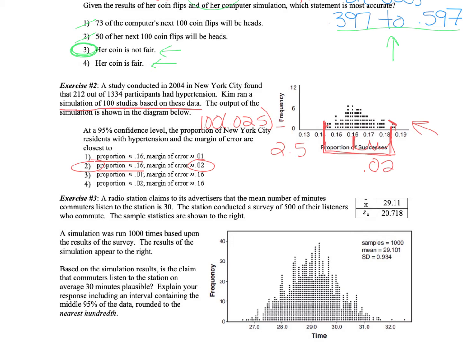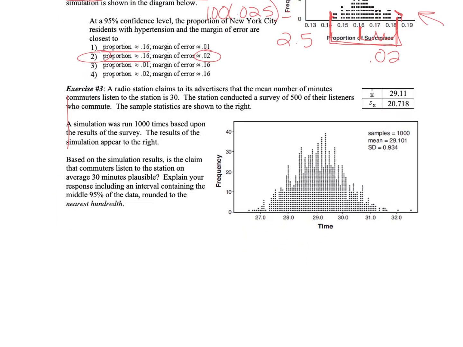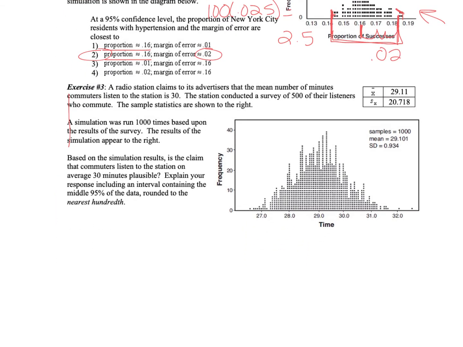Looking at the next problem, it says a radio station claims to its advertisers that the mean number of minutes commuters listen to the station is 30. So they're claiming 30 minutes. Okay, so 30 is our thing that we're going to be comparing and testing. The station conducted a survey of 500 of their listeners who commute. The sample statistics are shown to the right.